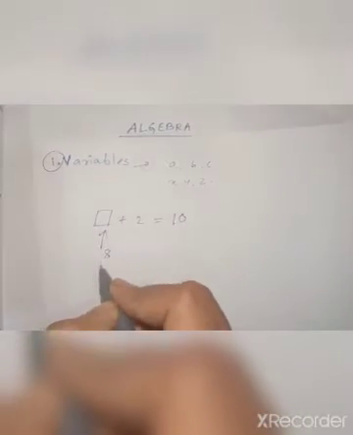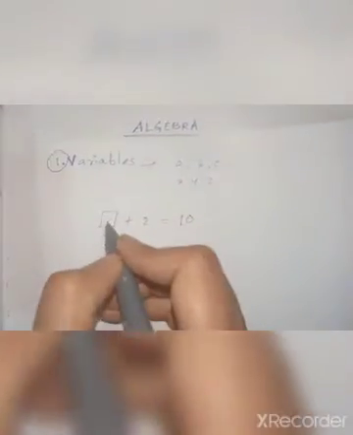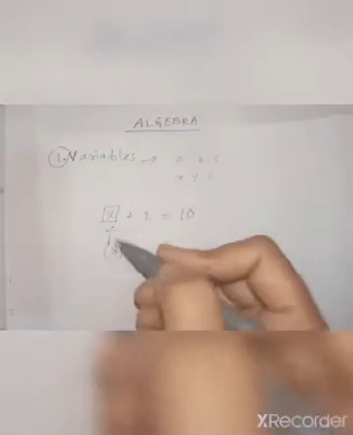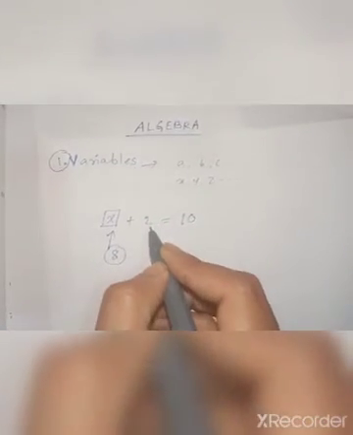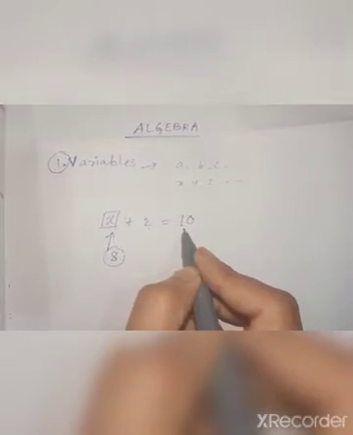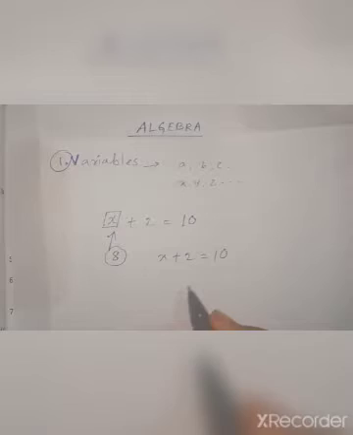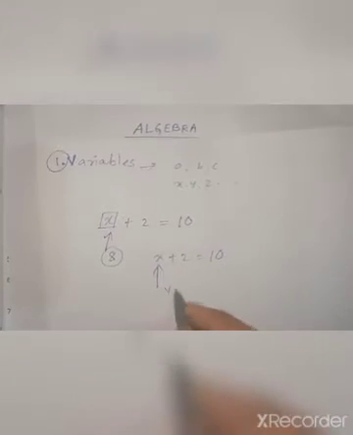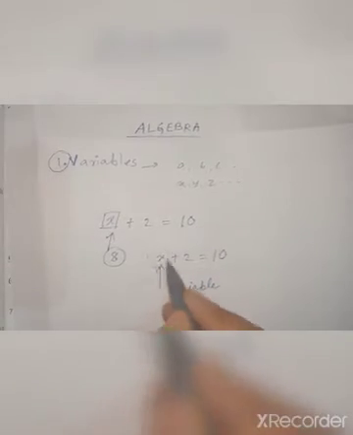So if you don't know this number, we can place this x. That means we don't know this value. Okay, with which we add 2 so that we get 10. So x plus 2 is equal to 10. That means x is a variable. Why? Because we don't know about this x.